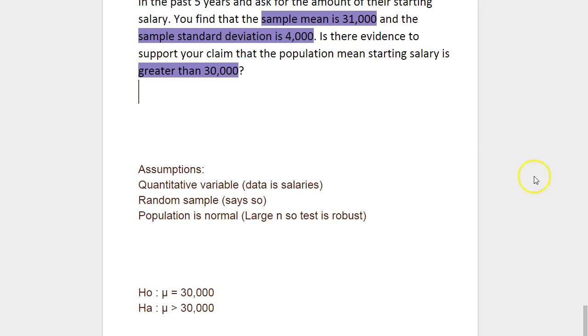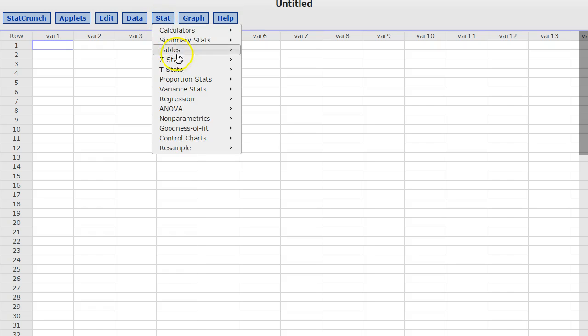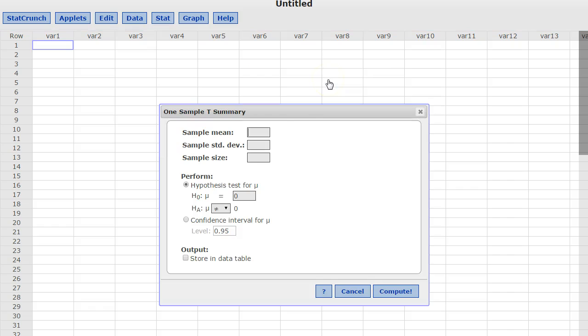Next, we're going to turn to StatCrunch and put this information in here and solve for our test statistic and p-value. So we'll click on Stat, T Stats. We have one sample and we have all of our summary information. The sample mean was 31,000. The sample standard deviation was 4,000. Our sample size was 50. And we were testing that mu equals 30,000 or mu is greater than 30,000.